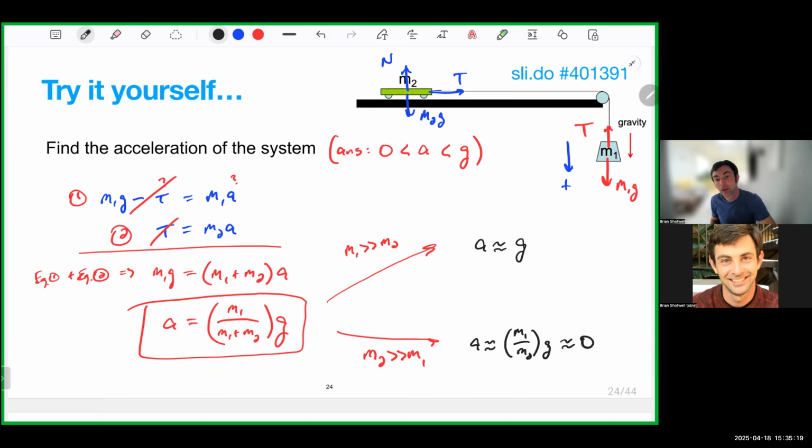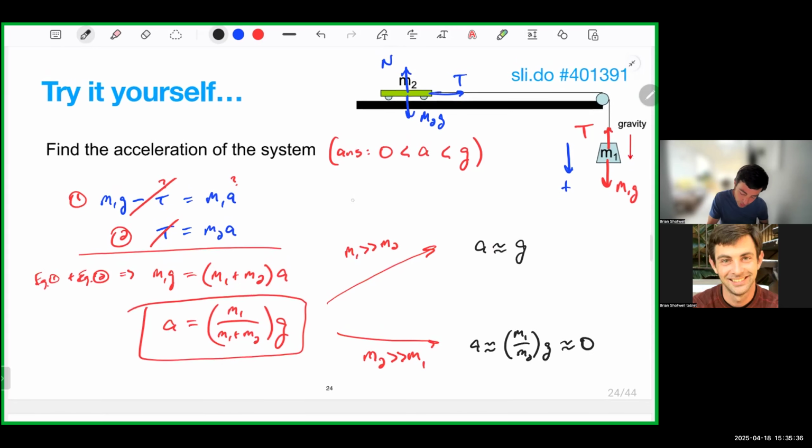Which makes sense because imagine this is an elephant and you attach a fly to it right here. The fly is not going to hold the elephant back from falling at all. So the elephant's going to fall down basically at G.